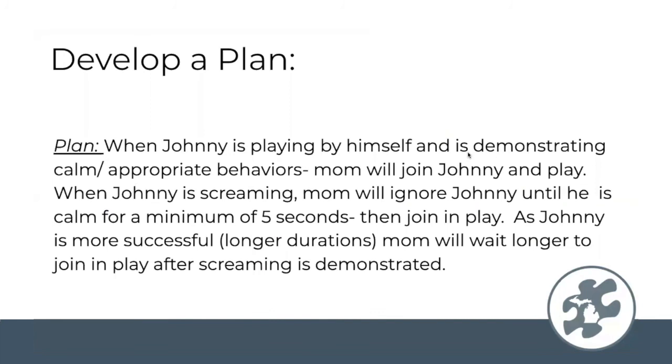So what we're going to do with that is develop a plan. The plan would be we want to decrease Johnny's screaming behavior. So how are we going to do that? With this example, an example plan could be when Johnny is playing by himself and is demonstrating calm, appropriate behavior, mom will join Johnny and play. When Johnny is screaming, mom will ignore Johnny until he is calm for 5 seconds, then join and play. As Johnny is more successful for longer duration, mom will wait longer to join and play after screaming is demonstrated.